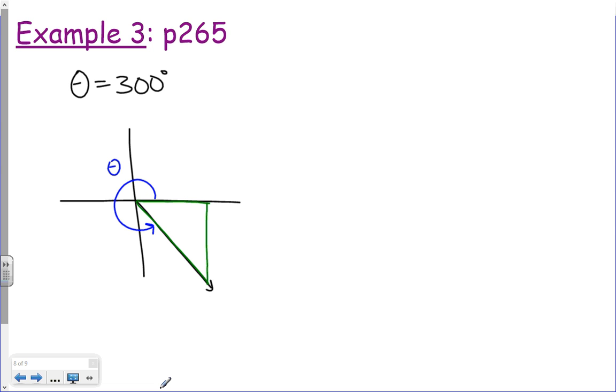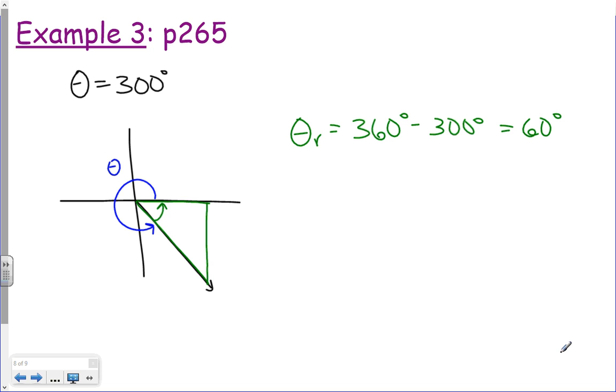And in particular, finding the reference angle is really what I need to do. So if my angle theta is equal to 300 degrees, then my reference angle theta sub r is going to be equal to 360 minus that angle theta, which is 300 degrees. So the reference angle turns out to be 60 degrees.